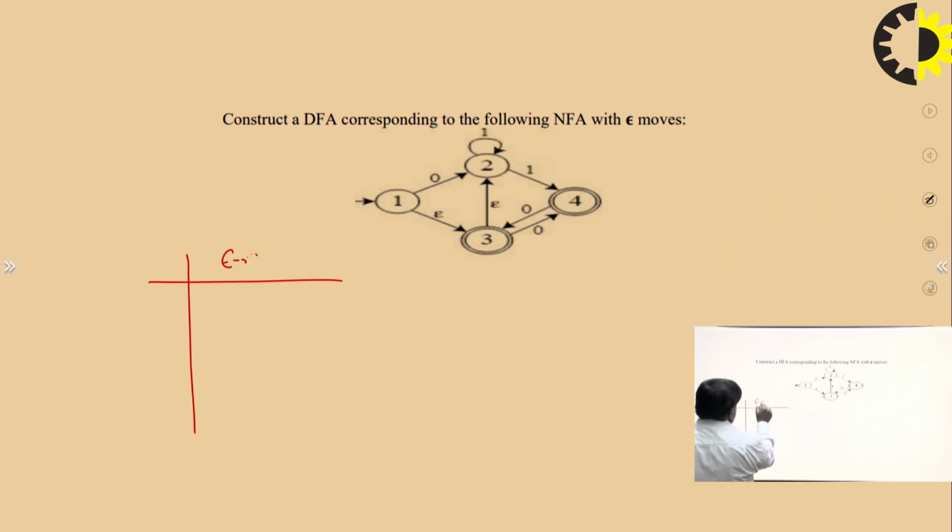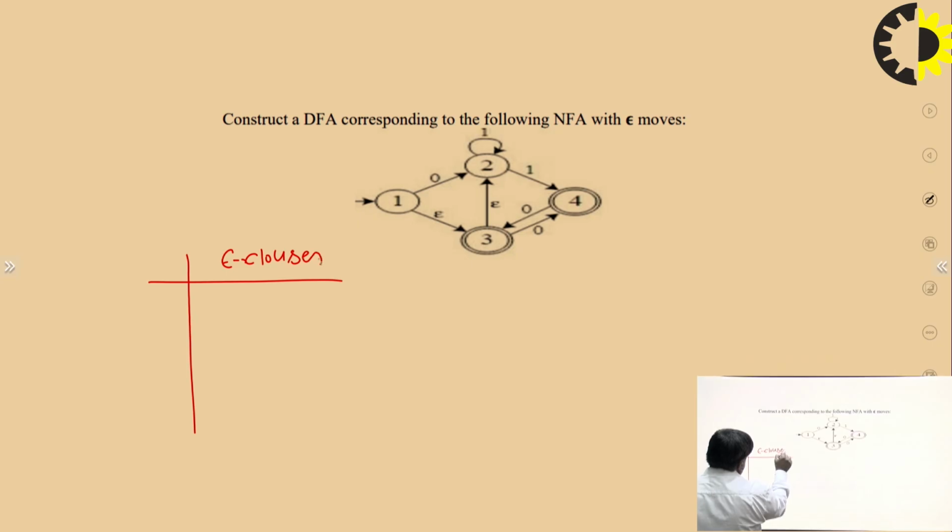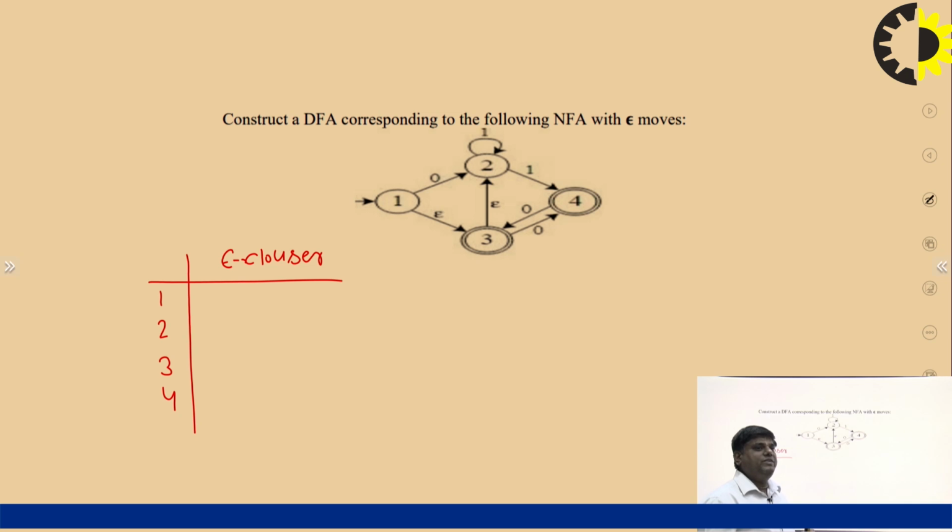Epsilon closure of all states. Now 1, 2, 3, 4. What is the epsilon closure? That is a very simple way. With the help of epsilon, any state can move to other states, and all those states are the epsilon closure of that particular state. And by default, the state itself is in the epsilon closure of every state.